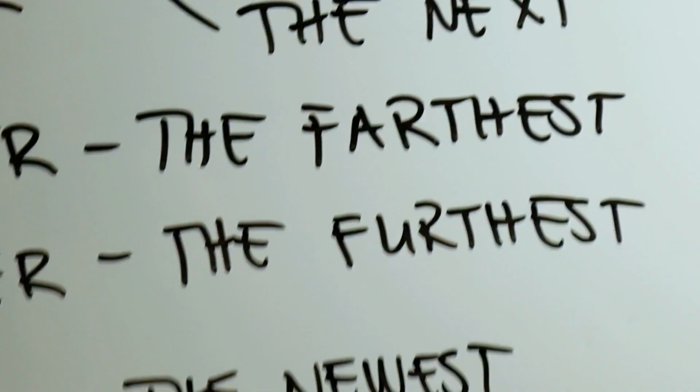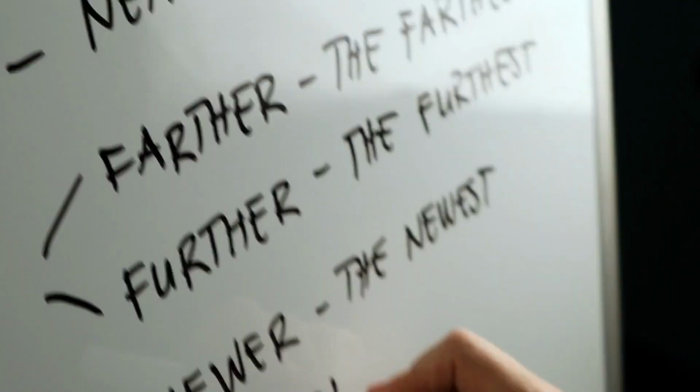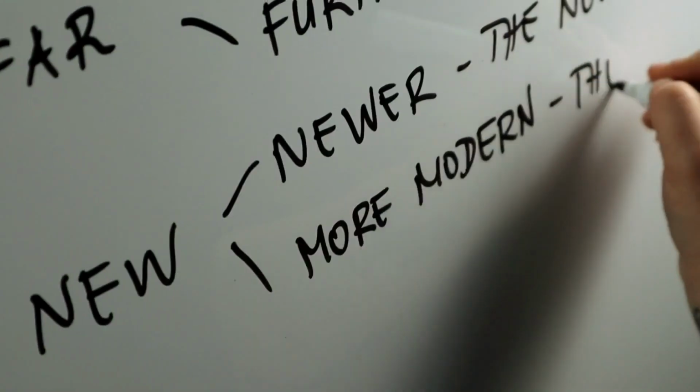In that situation, the comparative form of new is more modern, and the superlative form is the latest. And now, let me ask you, how many times have you actually heard a sentence, the latest issue of our magazine can be purchased or bought in the stores? That's basically, the latest issue is the superlative form of the adjective new.